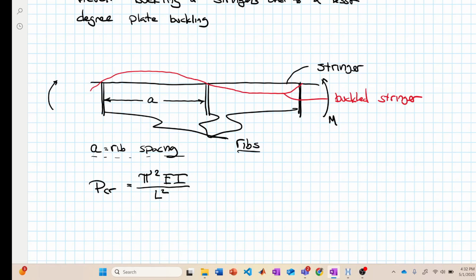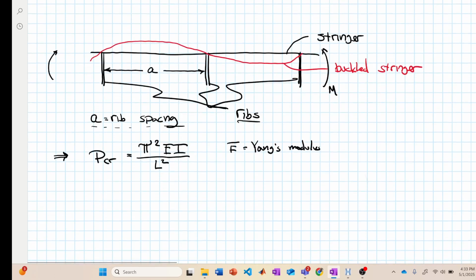If we look at the buckling of a column, and we're going to treat the stringer as a column, this is the Euler buckling equation. It's pi squared times EI over the length of the column squared. In this particular case, obviously E is going to be Young's modulus of the stringer.